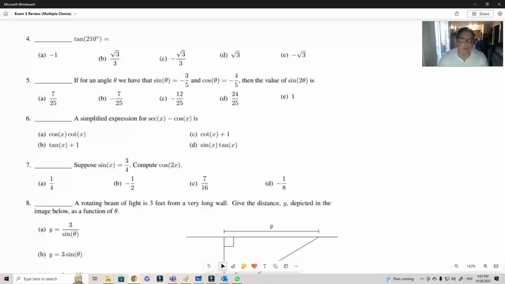Now let's check question number 4. In here, we're trying to find out what is the tangent of 210. There are two ways that you can go ahead and do this. One of them is, of course, to use your calculator. If you use your calculator, you're going to find out that this is 0.577.